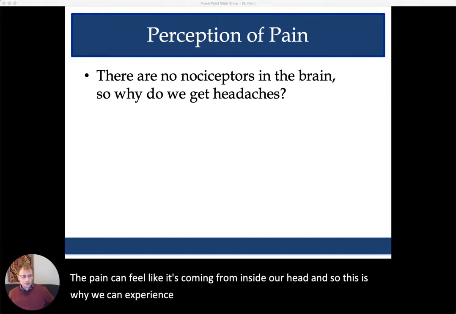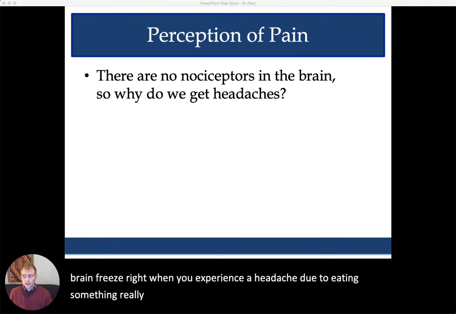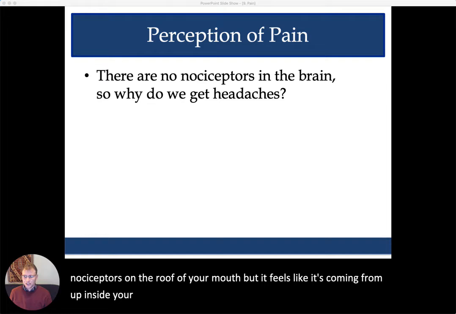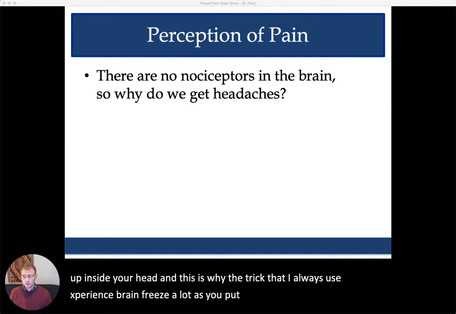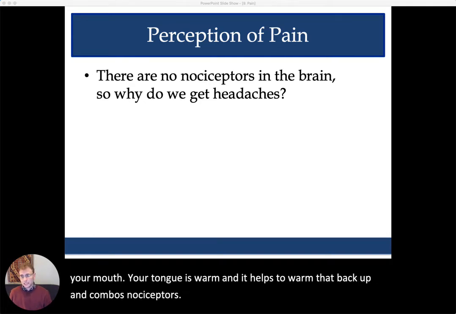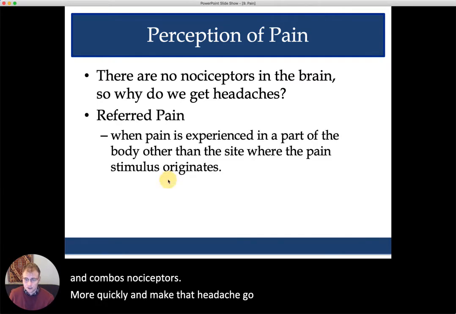In particular, the phenomenon of brain freeze, right? When you experience a headache due to eating something really cold quickly, that's actually due to activation of nociceptors on the roof of your mouth. But it feels like it's coming from up inside your head. And this is why the trick that I always use, because I experience brain freeze a lot, is you put your tongue on the roof of your mouth. Your tongue is warm, and it helps to warm that back up and calm those nociceptors more quickly and make that headache go away. So, interesting phenomenon there.